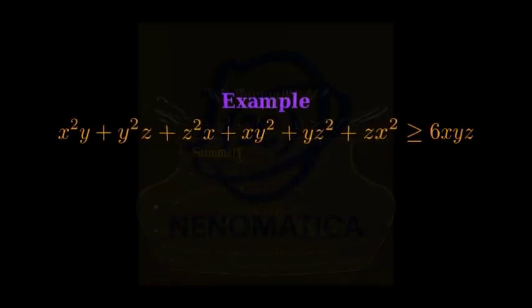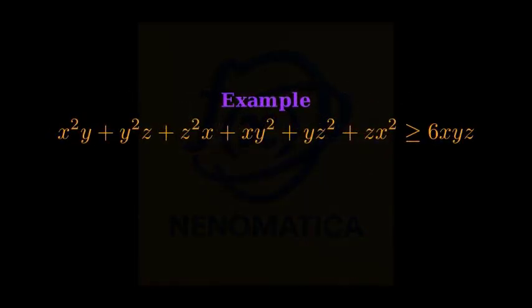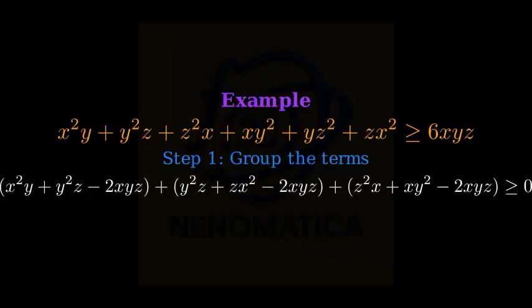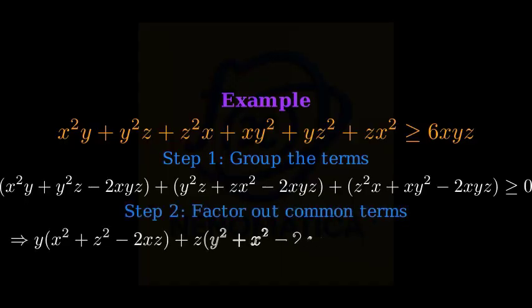We need to prove the following inequality: x²y + y²z + z²x + xy² + yz² + zx² ≥ 6xyz. Our first step is to group the terms strategically. We'll organize them into 3 groups, each containing 2 related terms. In the next step, we'll factor out common terms from each group to create a more recognizable pattern.